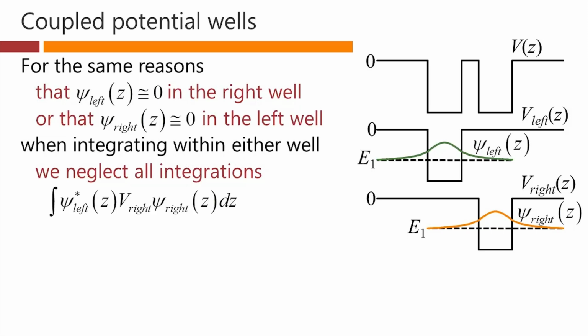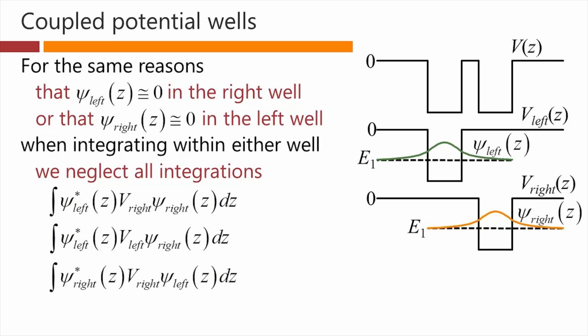So this one will be 0 within either well, because either V right is 0 or psi star left is 0. Within either one of the wells, one or other of these conditions would be true, at least approximately. And similarly, in this case, either V left is 0 or psi right is approximately 0. In one or other well, this will always be the case. One or other of these will be approximately 0. And similarly for these other terms here.